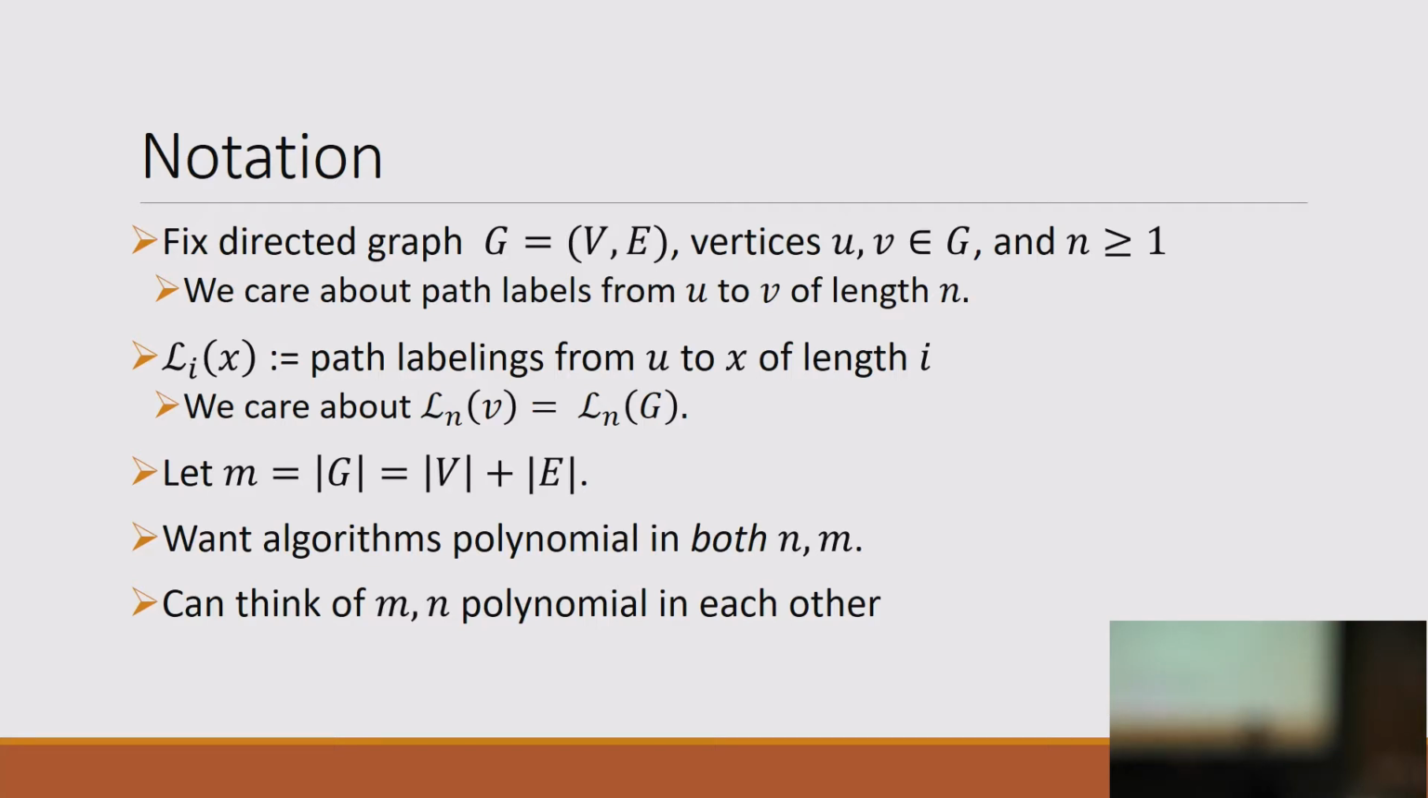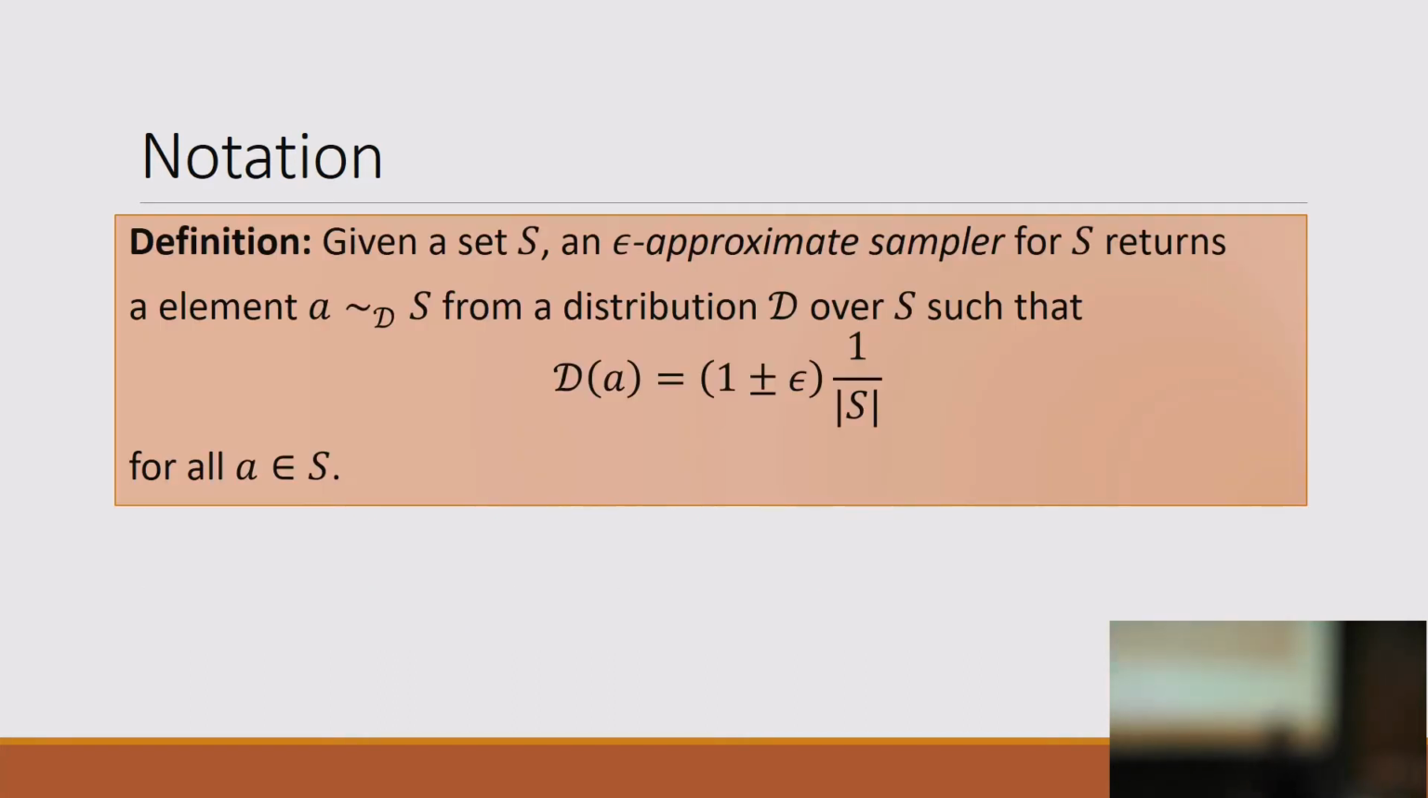And I'll briefly note that if you want algorithms that are like 2 to the n time or 2 to the m time and polynomial in the other parameter, you can get these, but we want fully polynomial. We want polynomial in both parameters. And so if you want, you can just think of these both being polynomially interrelated, like one is not exponential in the other.